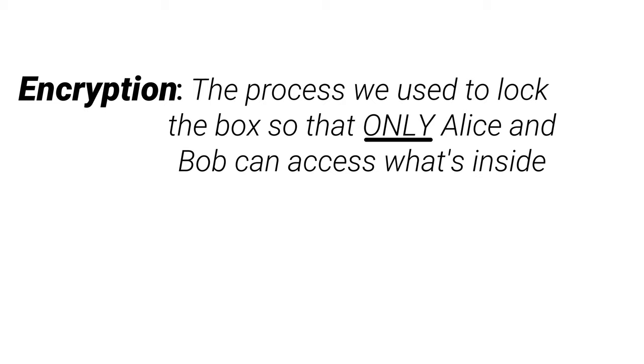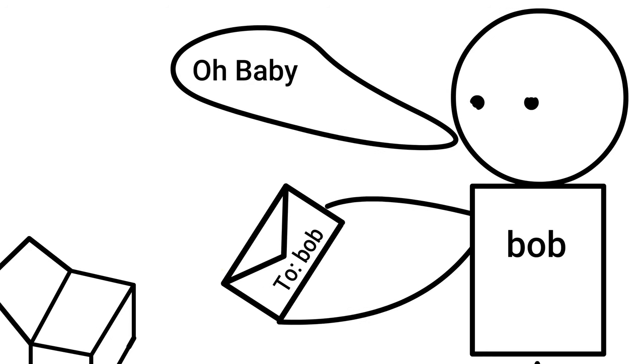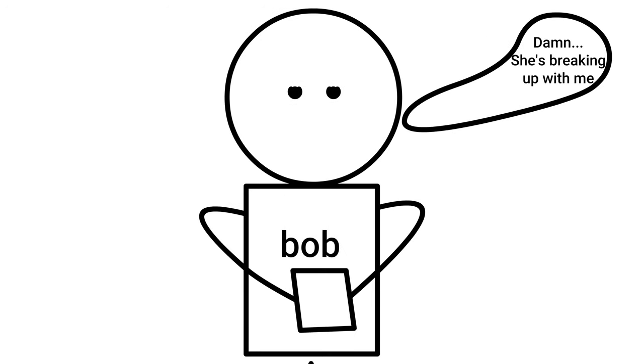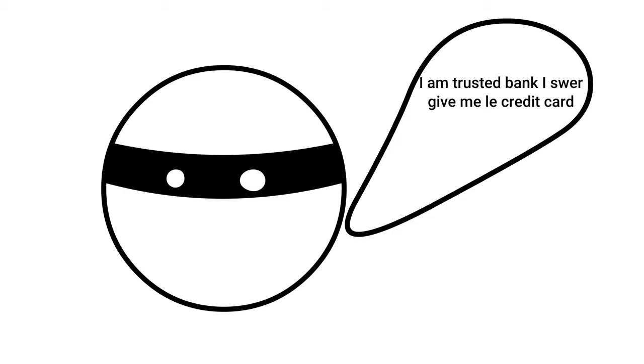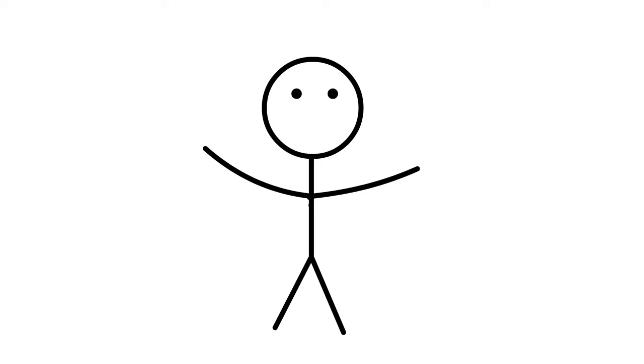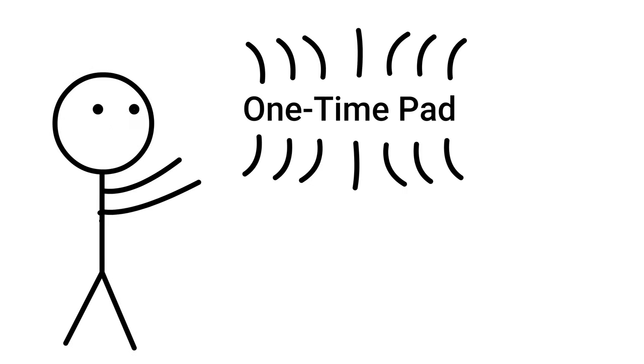Encryption in this analogy is the process that we use to lock the box in a way to keep Eve out while still allowing Bob and Alice to easily access it. Encryption is used by most websites and apps to keep your data from being easily taken and read by malicious people. Now let's take a look at a real encryption protocol called the one-time pad.